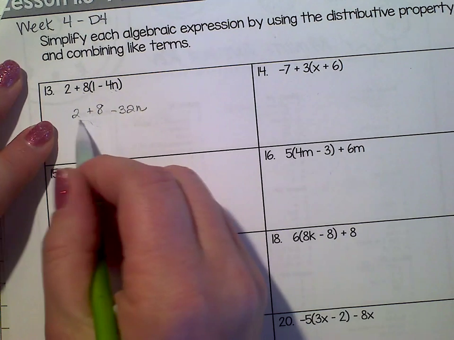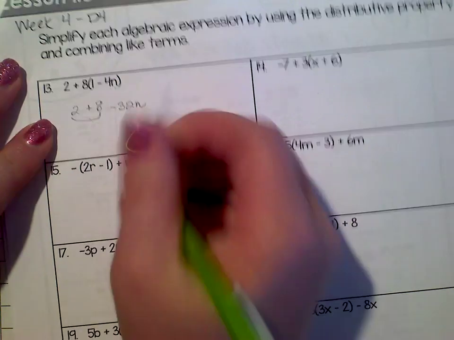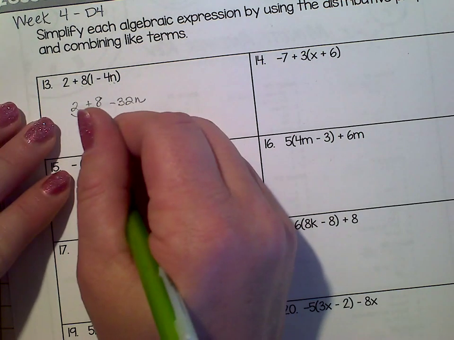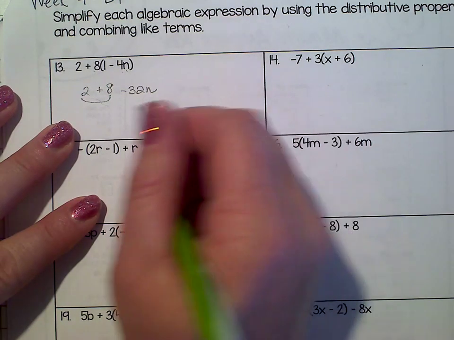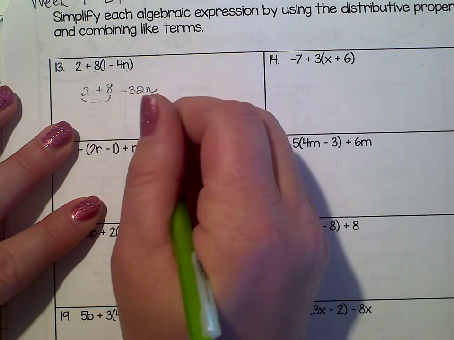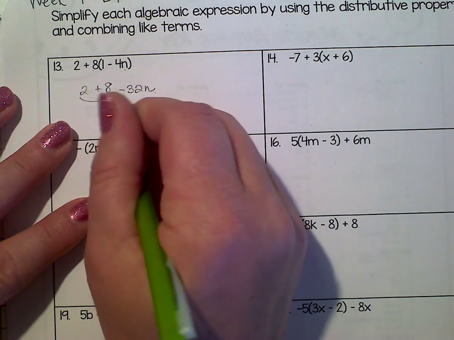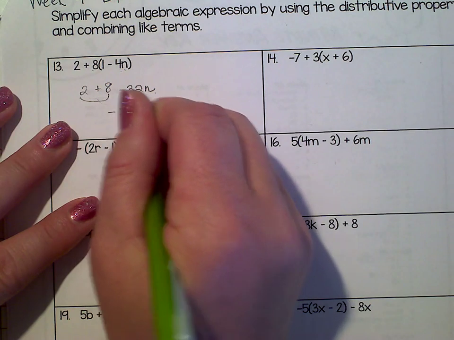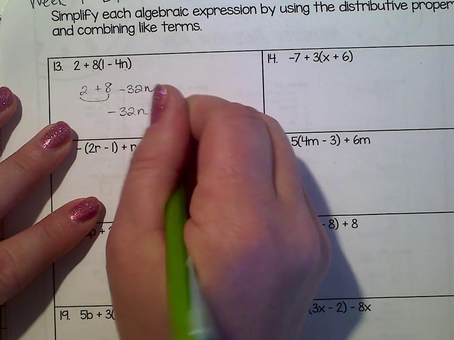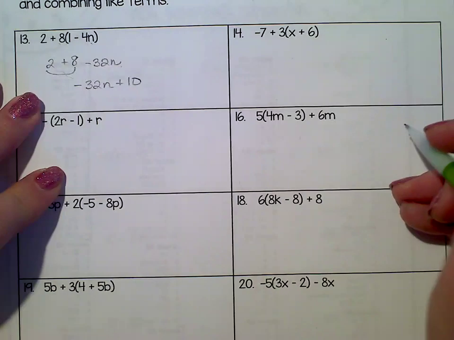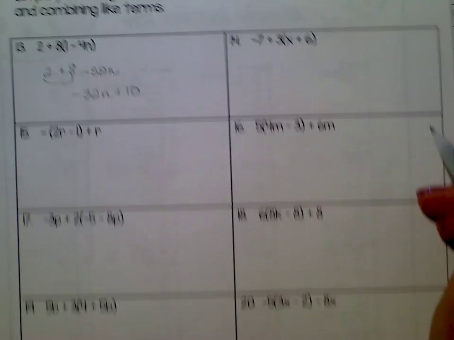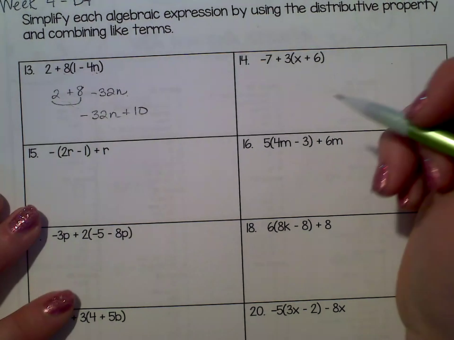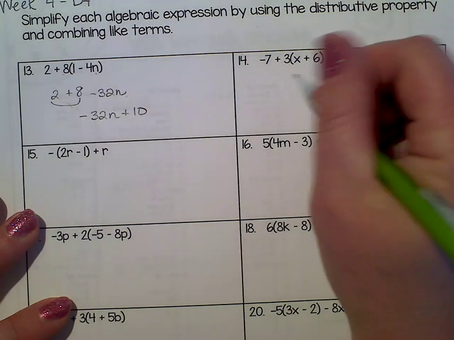And now we have two terms here that we can combine. For whatever reason, and I can ask Mr. Solis, they keep showing the expression with the term in the front. So negative 32n plus 10. So that's where we're left. If I looked at all the examples I've seen, they keep putting the expression with the term in the front. So we'll just go ahead and do that.